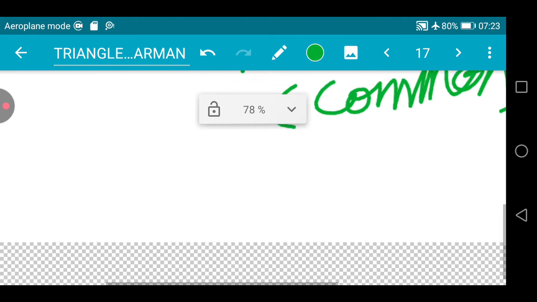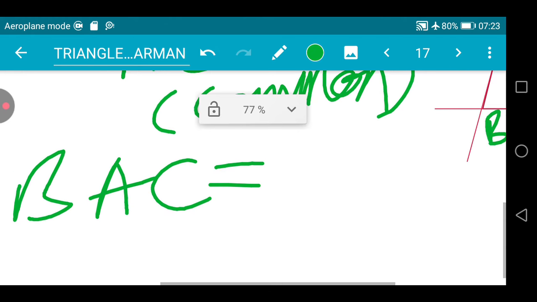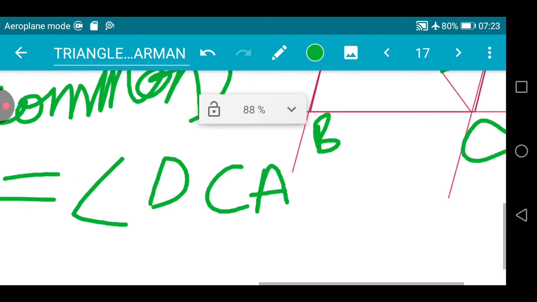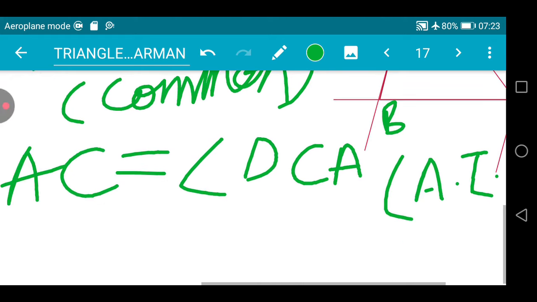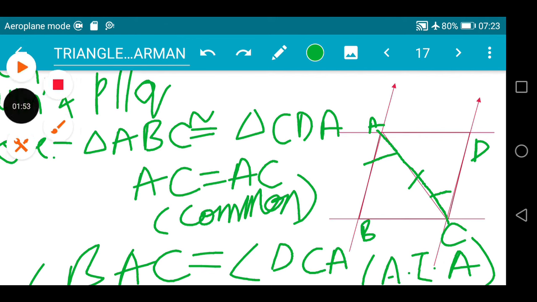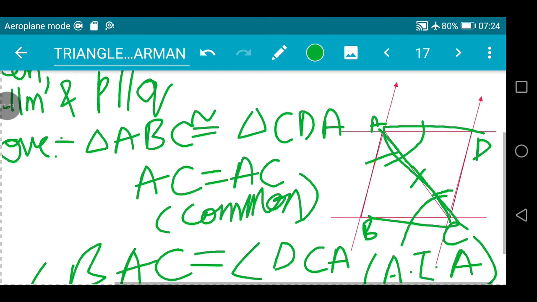Why? Angle BAC will be equal to angle DCA. Why? Alternate interior angles. Okay. And this angle from here and this from here, this and this.